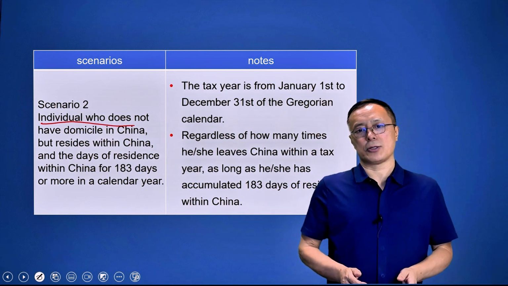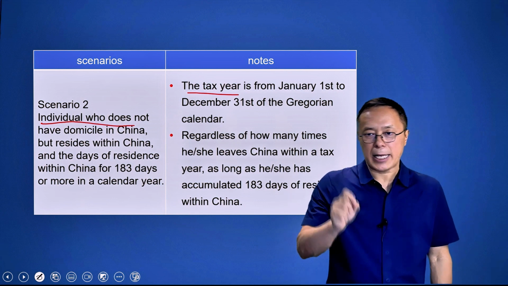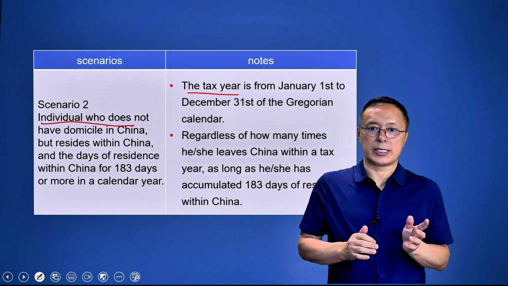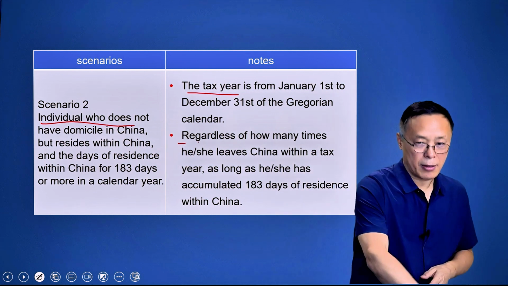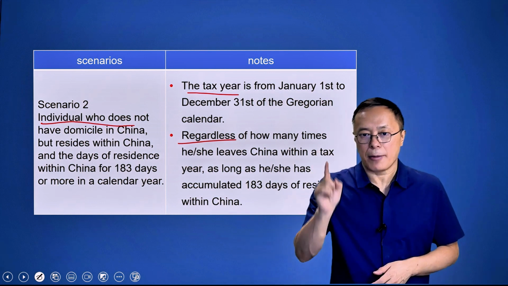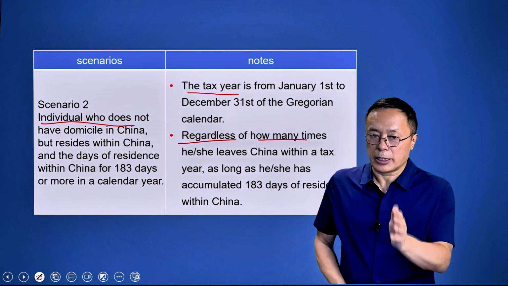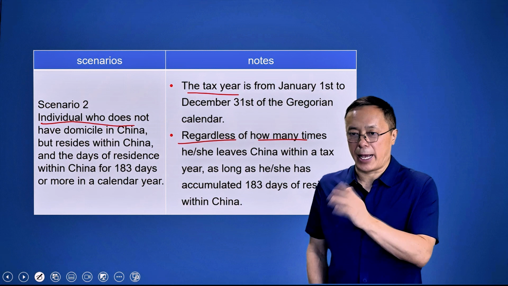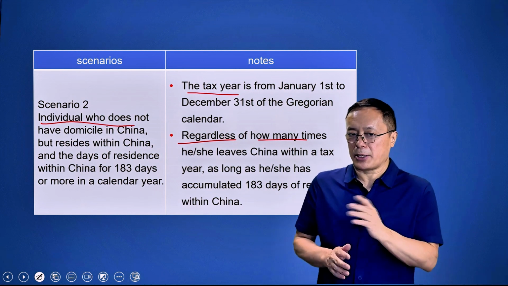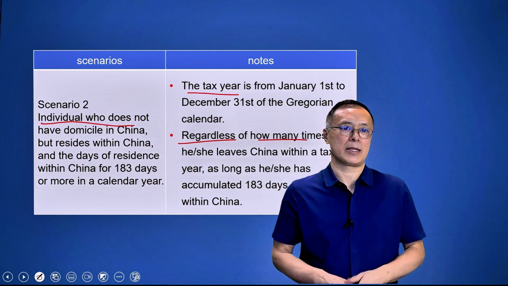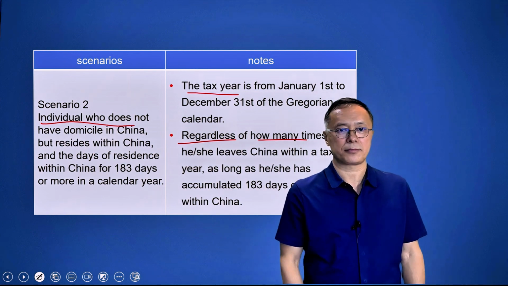As to this scenario, we should also pay attention to the following 2 points. The first one, the tax year is from January 1st to December 31st of the Gregorian calendar. And the second, for an individual who does not have domicile in China, regardless of how many times she or he leaves China within a tax year, as long as he or she has accumulated 183 days of residence within China, he or she is a tax resident. These are 2 scenarios for tax residents.